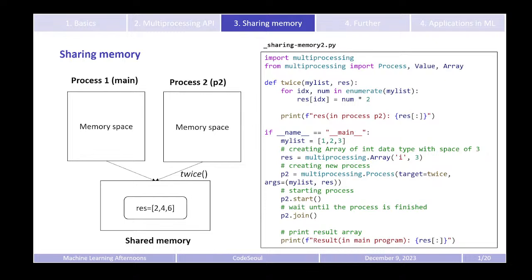We can use the shared memory. Shared memory is also available with several modules within multiprocessing, and the simplest ones are Value and Array. Originally, we create some list, and we declare a multiprocessing Array object of size 3, so that it can hold 3 elements inside.